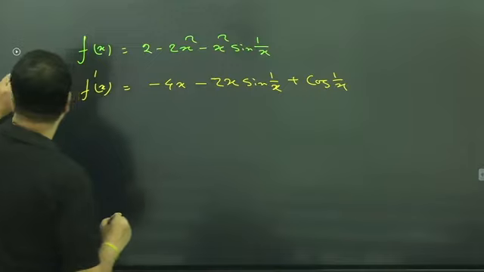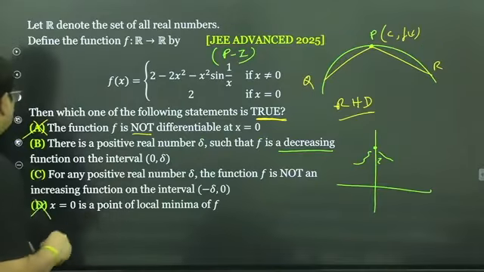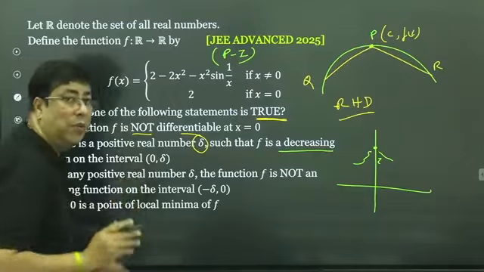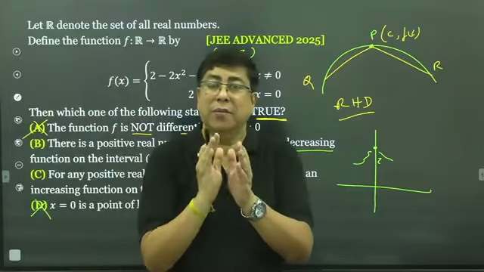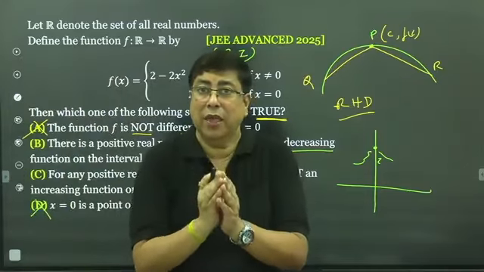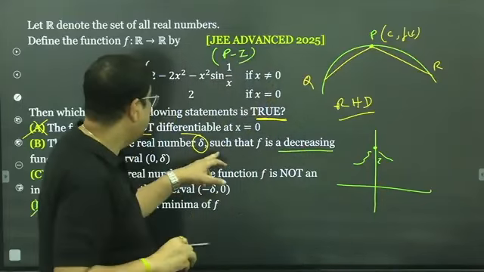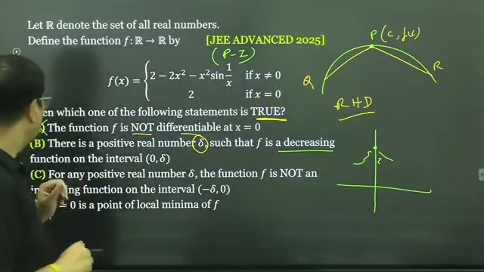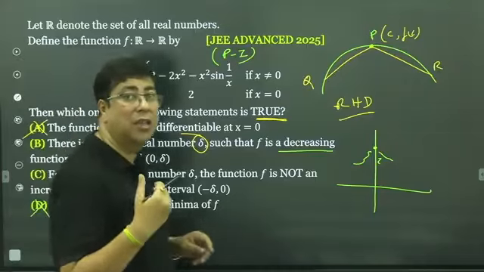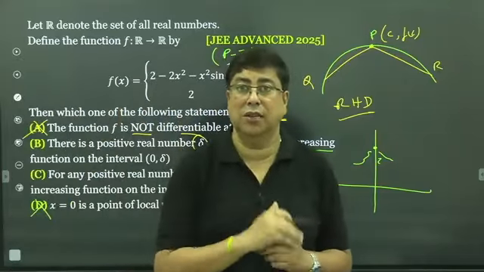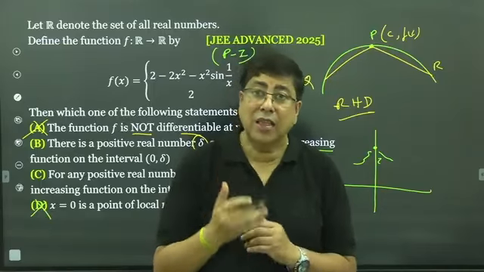Now, let's come back to the question, exactly what is needed. There is a positive real number delta. So, everybody, positive real number delta means delta is defined. Okay. So, now we'll come to the actual point. For which this sum is given, such that f(x) is a decreasing function. So, f(x) is a decreasing function, which means we have to prove that f dash x is less than 0.